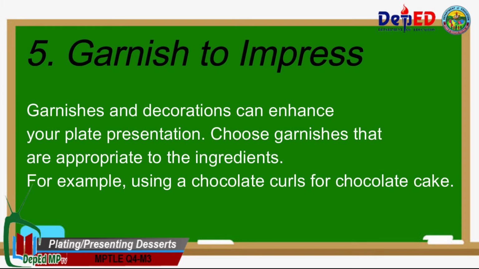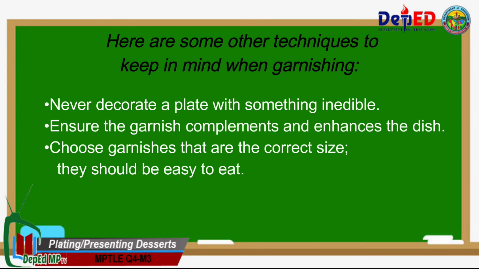Number 5. Garnish to impress. Garnishes and decorations can enhance your plate presentation. Choose garnishes that are appropriate to the ingredients. For example, using chocolate curls for chocolate cake. Here are some other techniques to keep in mind when garnishing.